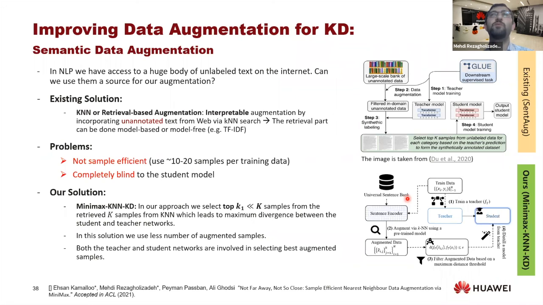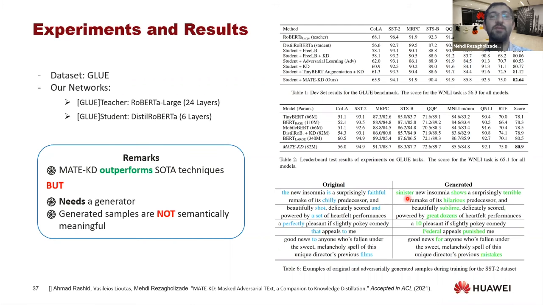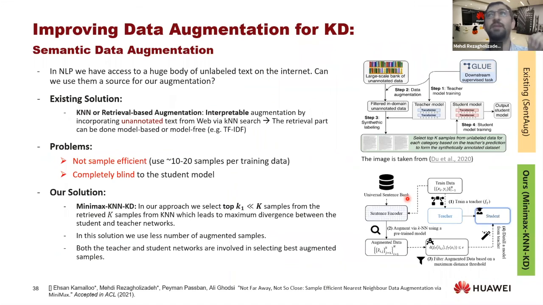I wanted to go over one solution for this semantic issue, how we can keep semantics and do data augmentation. This one was also accepted in ACL, and if you're interested, you can check it. The paper is on arXiv now.